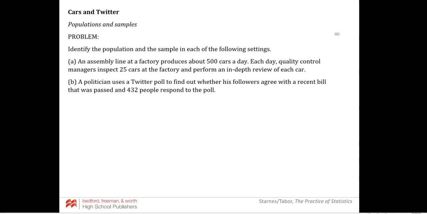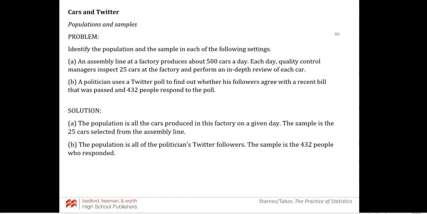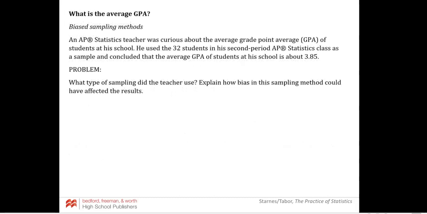This guy must have a lot of Twitter followers. So I'm a little jealous. He's got more than me here because I don't even have that many followers, I don't think. Okay, so that would be the answers.